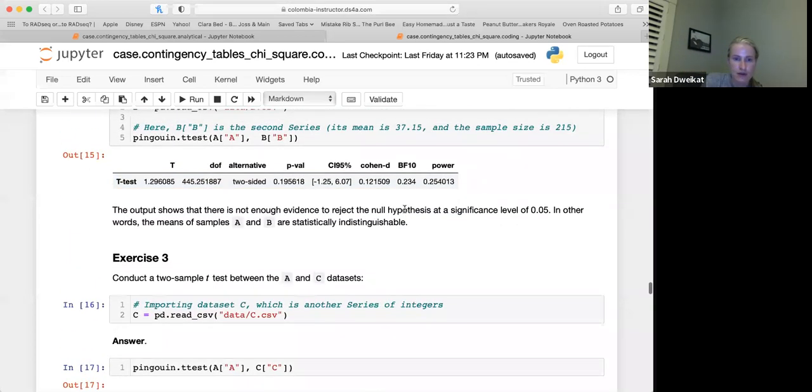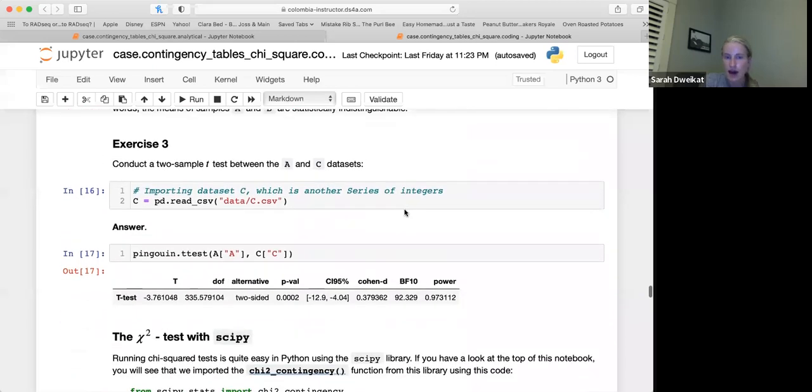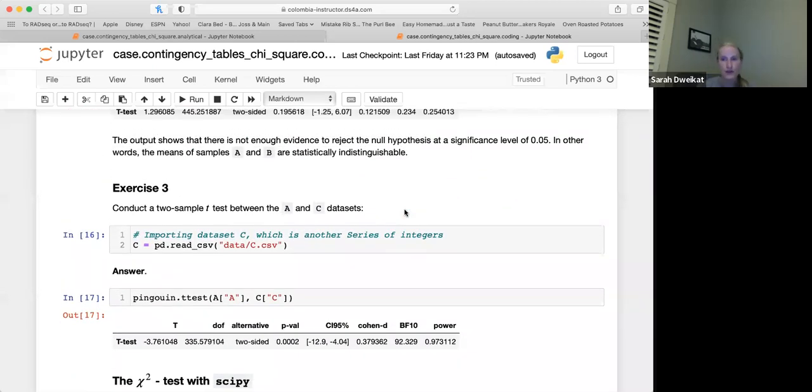So let's go over our exercise 3. Again, hopefully the code for all of these should be pretty straightforward. I think the concepts are what get a little bit complicated. So here we're doing, again, our 2-sample t-test, where we're just using this penguin.t-test, and then we're using our previous A data set that we loaded and C.